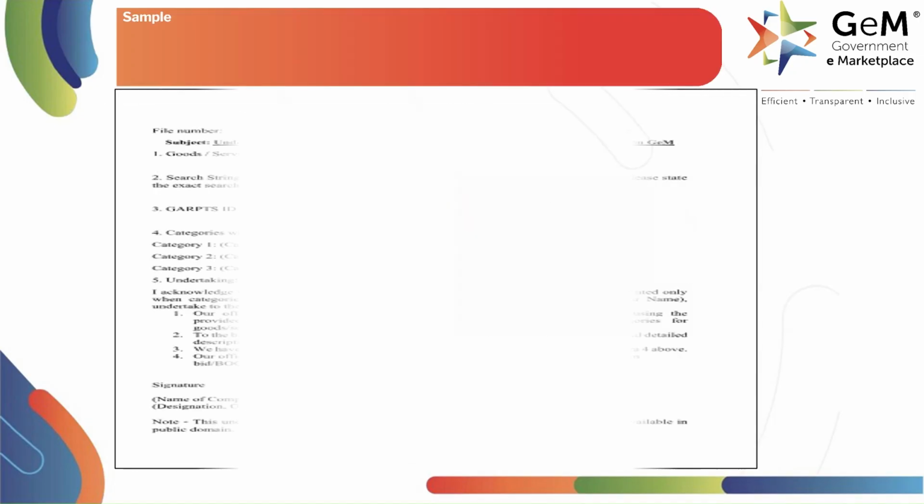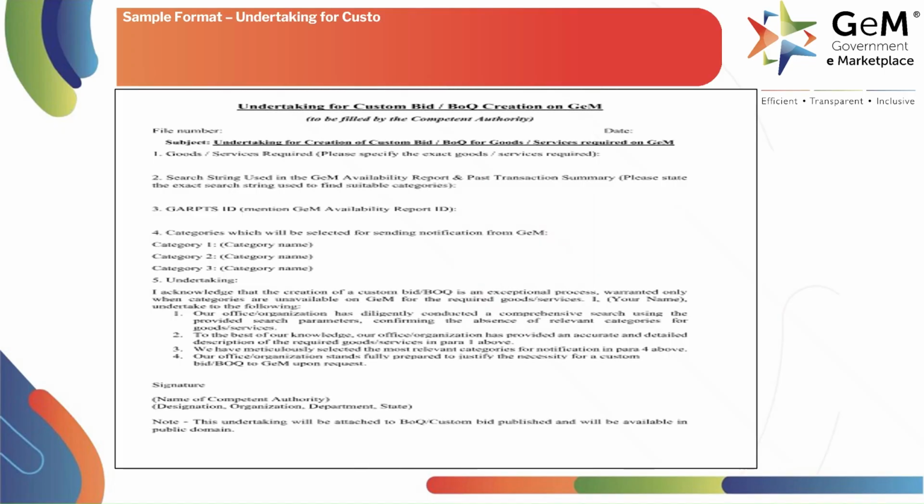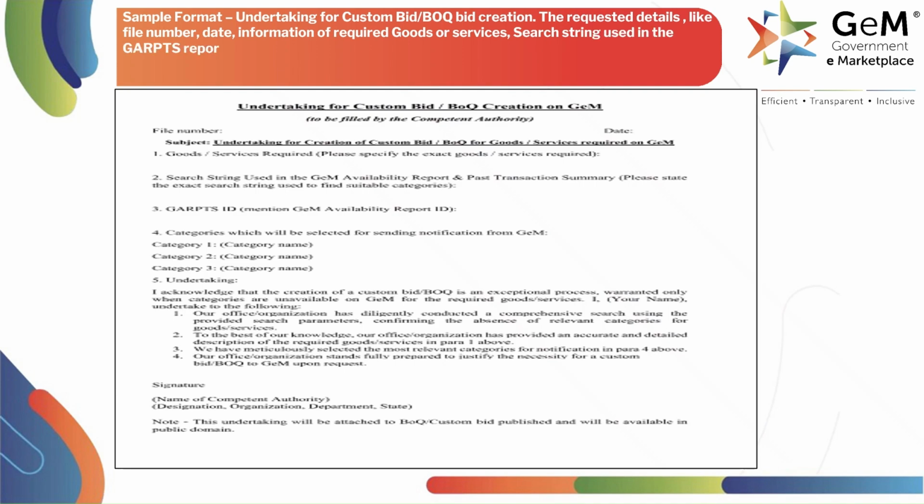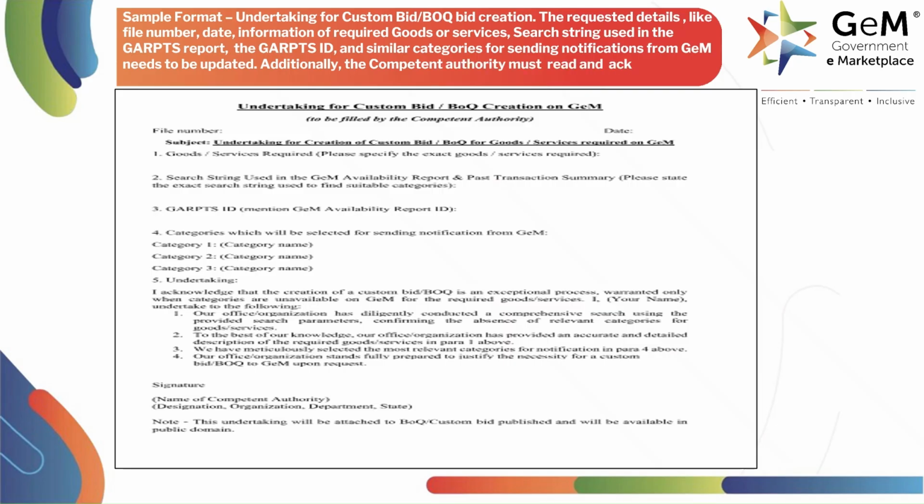This is the sample of undertaking for custom bid, BOQ creation on GeM. The requested details, like file number, date, information of required goods or services, search string used in the GARPTS report, the GARPTS ID, and similar categories for sending notifications from GeM need to be updated. Additionally, the competent authority must read and acknowledge the undertaking by signing this document.